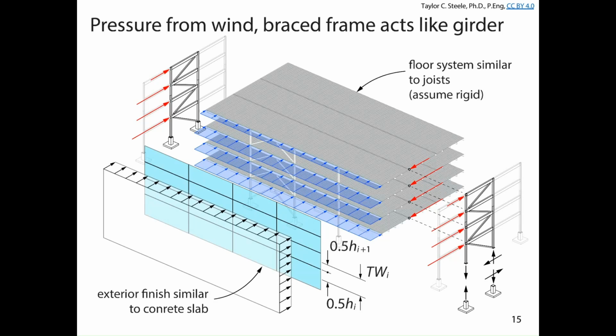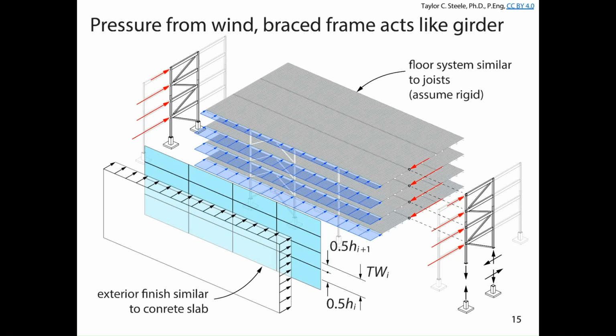Okay, so here, take this building and turn it on its side. Pretend it's a cantilever gravity framing system. And what you have is pressure on the wall, which acts like the floor. We've got uniformly distributed loads that go to the floor levels, just like the uniformly distributed loads that go to our joists. And then the trusses, or the braced frames, more or less act like girders.